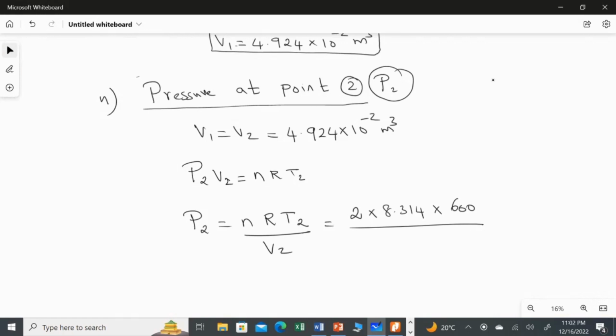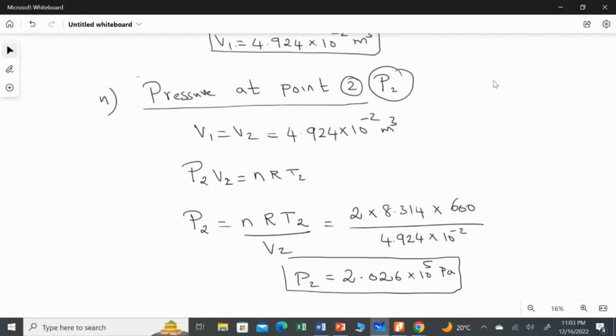So in place of V2, I'm going to use the answer of V1, 4.924 multiply 10 power minus 2. So let's see what the answer is. 2 multiplied by 8.314 multiplied by 600 over 4.924 times 10 power minus 2. I got the answer here as 2.026 multiply 10 power 5 Pascal. So this is the answer for the pressure at point 2, right?